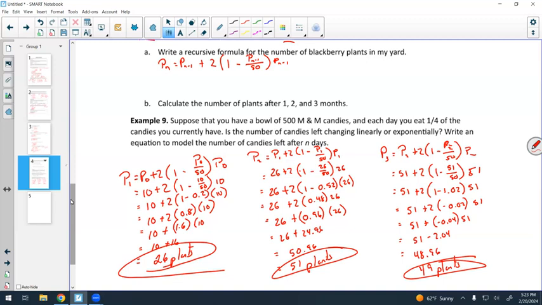Okay, and then let's look at number 9 here. Suppose that you have a bowl of M&Ms, 500 M&Ms. E sub 0 equals 500. And each day you eat 1/4 of the M&Ms, 1/4 being 25%, or 0.25. Is the number of candies left changing linearly or exponentially? They have to say exponentially. Write an equation for the model.